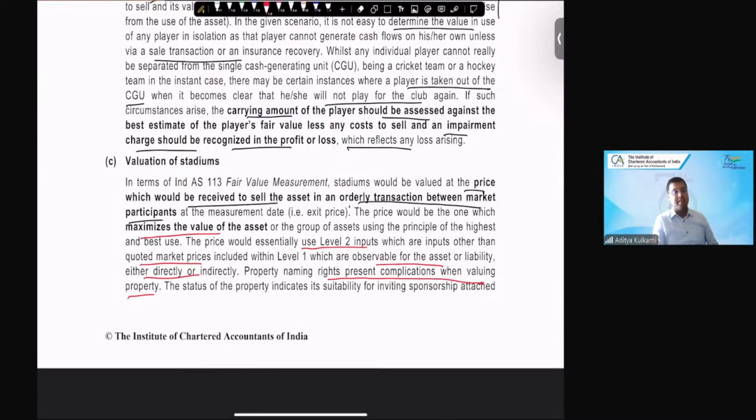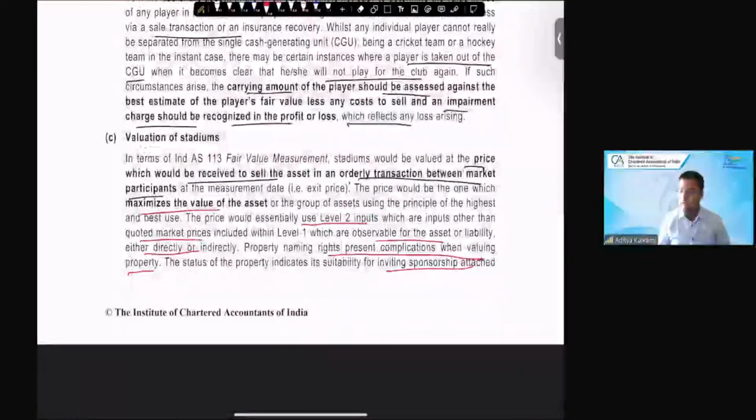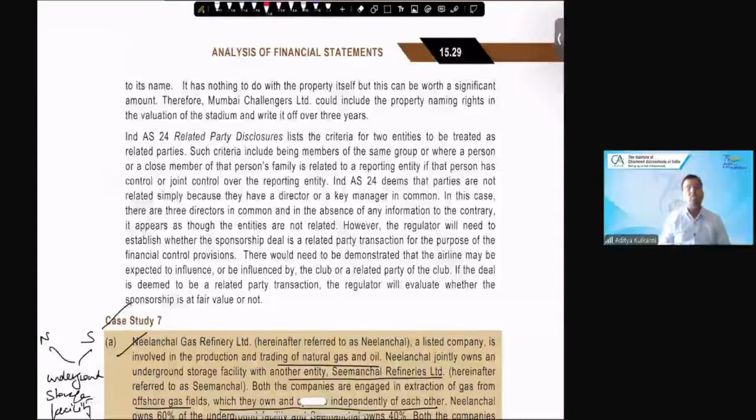You will give the property naming rights. In return, the company gets the benefit. Now, when I have to do the valuation, clearly these property naming rights will present a complication. The status of the property indicates the suitability for inviting sponsorship attached to its name. It has nothing to do with the property itself. Abhi 700 crores ka renaming rights. What does it have to do with the property?